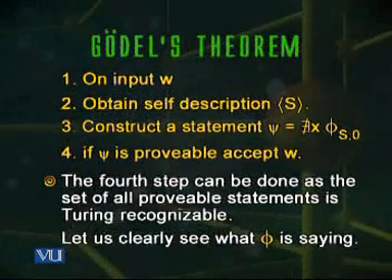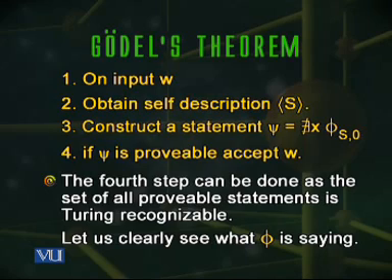So this program gets its own self-description. Then it constructs a statement that says this program does not accept 0. Then it tries to find a proof of this statement by enumerating all possible proofs. If it finds a proof of this statement, it accepts its own input. Let's analyze what exactly this program is doing. The fourth step of this program can be done as the set of all provable statements is Turing recognizable.